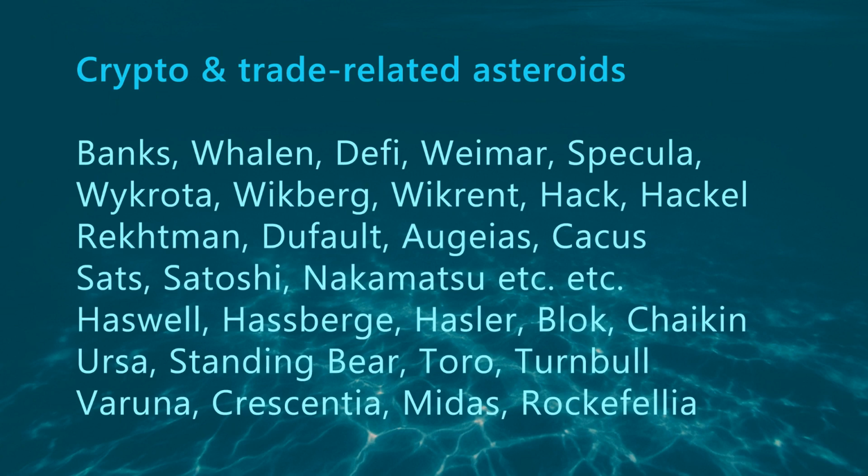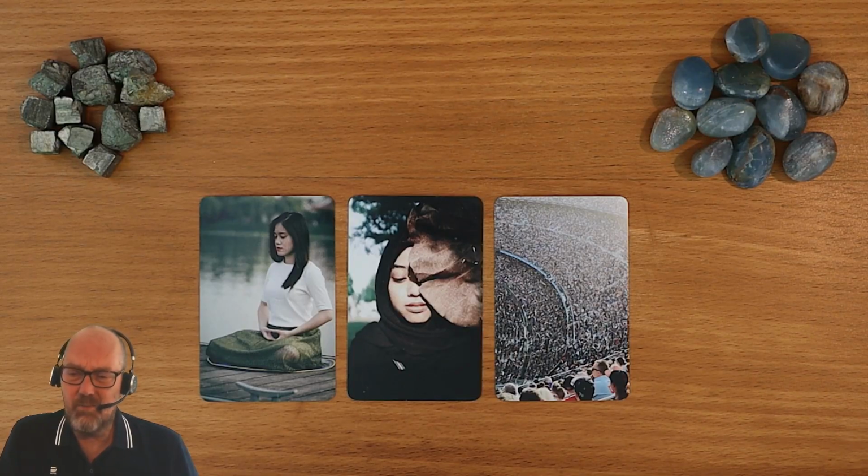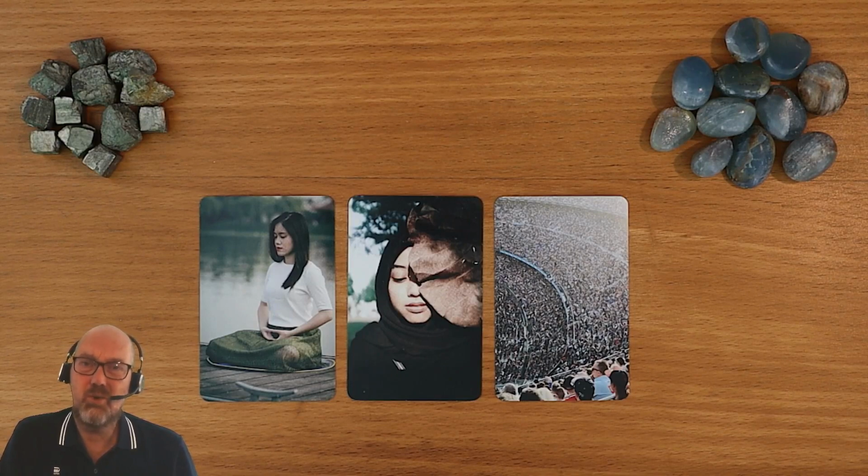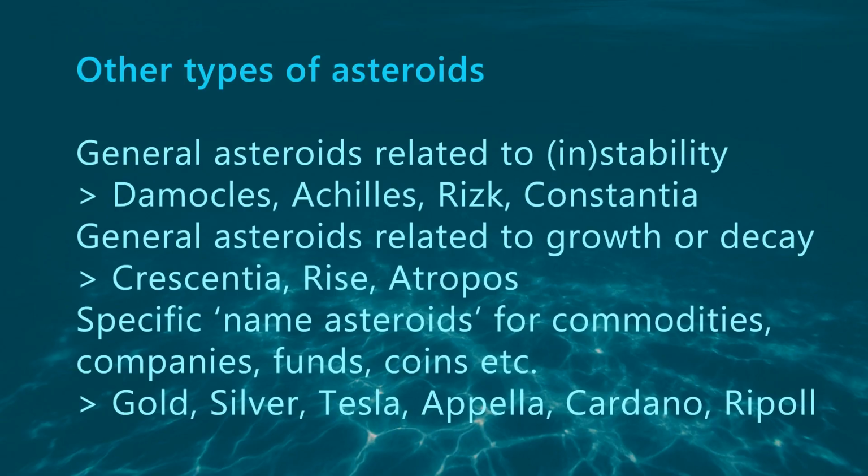And then finally here on this list are some: Varuna, Crescentia, Midas, Rockefeller. They're all about growth and loads of money. And then there are some more general asteroids that you could think of using. One concept that is important is stability and instability. It's generally speaking a very important concept, but it's also important when you think of finance and investment and so on. So you see a few examples here of asteroids related to instability, risk.